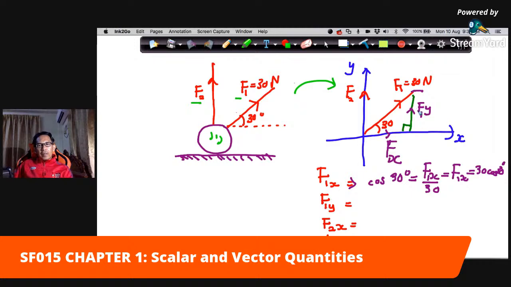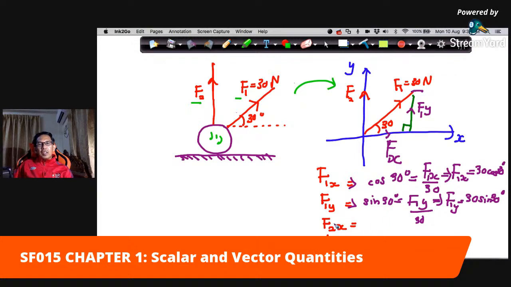F1Y. Kita nak cari ni, kita guna apa? Kita gunakan sin 30. Sin 30 is opposite divided by hypotenuse. Opposite here is F1Y. F1Y divided by hypotenuse is equal to 30 Newton. So F1Y is equal to 30 times sin 30. 30 sin 30.